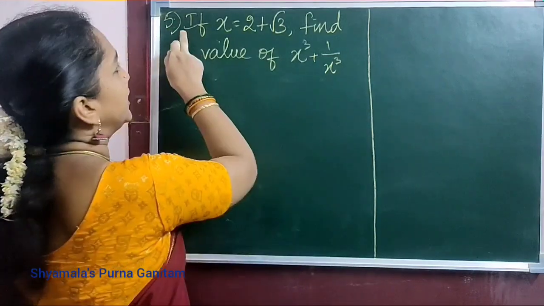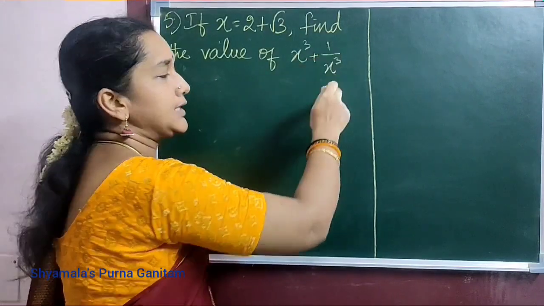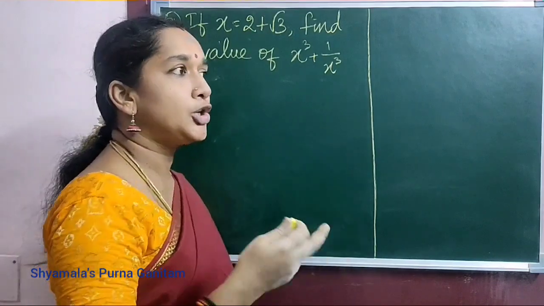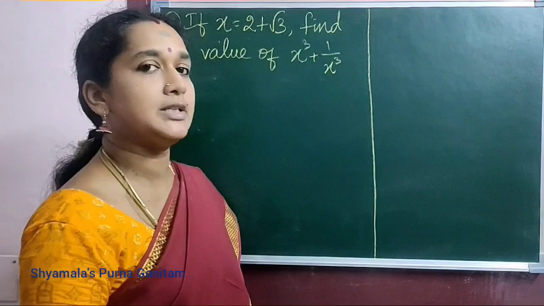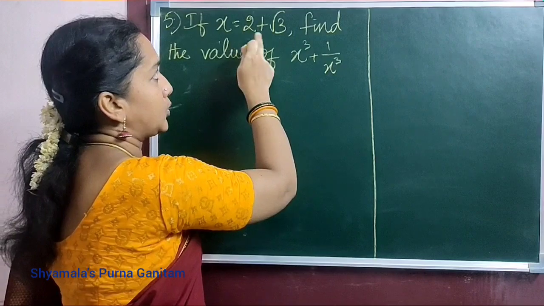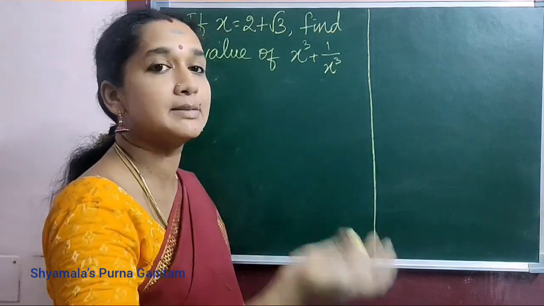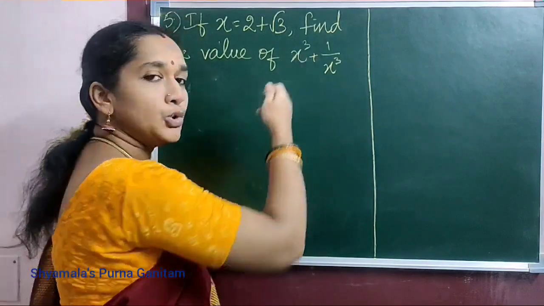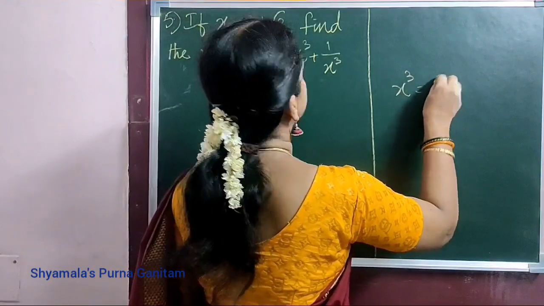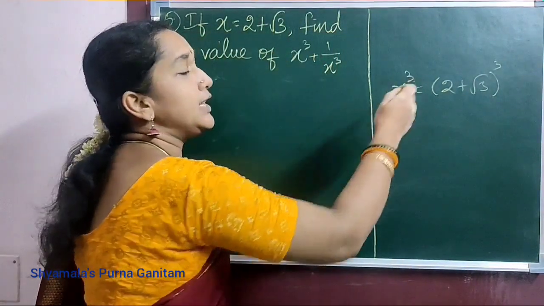Now fifth sum. If x is equal to 2 plus root 3, find the value of x cube plus 1 by x cube. Okay, in the previous sum, I explained x squared plus 1 by x squared. So that is only the square. If the question is 2 plus root 3, I told you to use the a plus b whole square formula, and you can simplify that. Here, if you use the a cube formula, you have to multiply 3 times. If you take x cube as 2 plus root 3 the whole cube, you will find it difficult to find the cube of that.